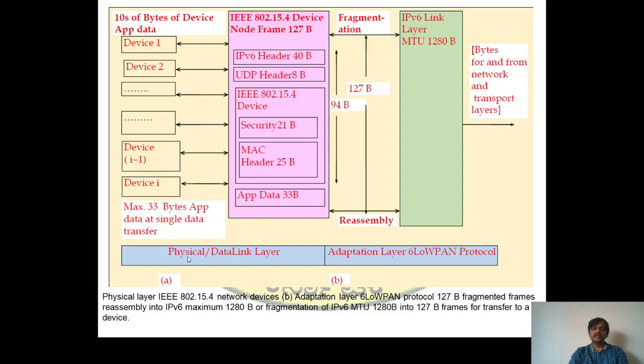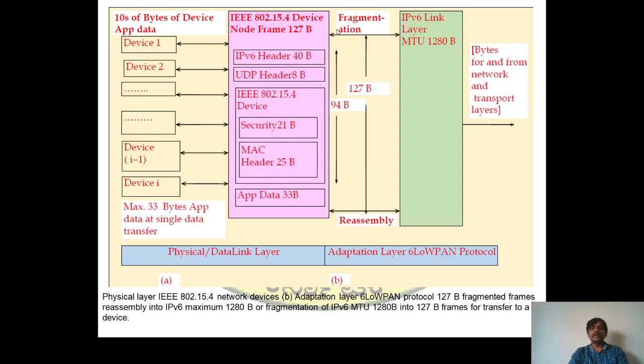So in this figure A, this is for the physical or data link layer. Network devices, we have several devices that are connected. Tens of bits of device application data, a maximum of 32 bytes of app data in a single data transfer we can achieve. So this is the standard device node frame, that is 127 bytes. We have the IP version 6 header, the UDP header, the security and the MAC header, and we have application data.